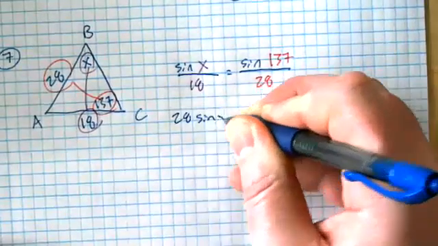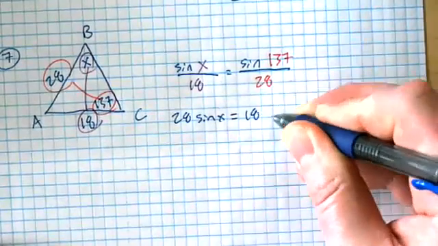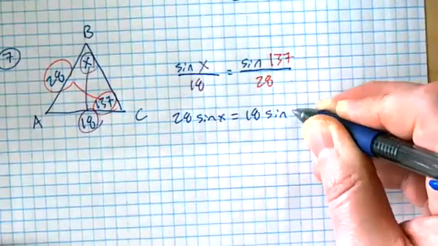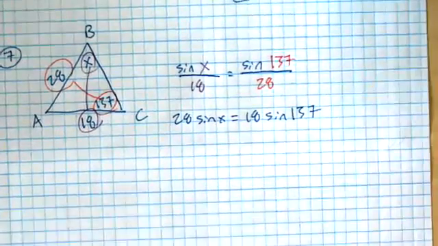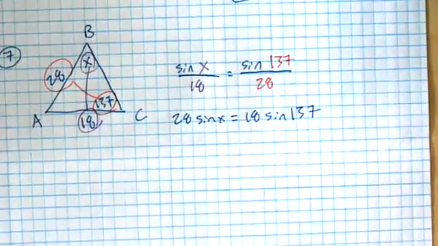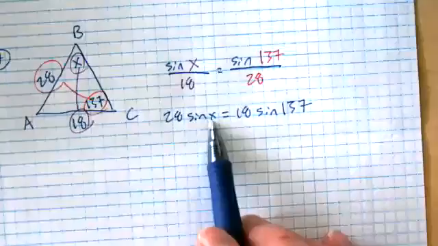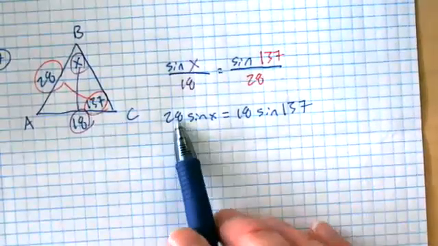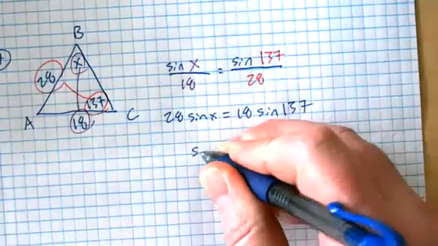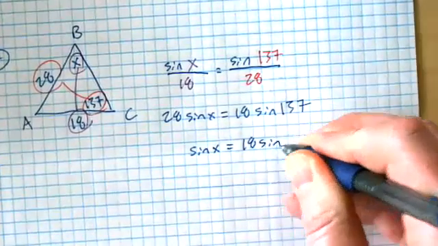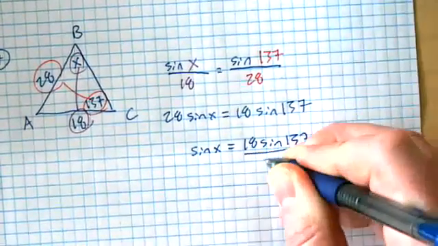28 sine x equals 18 sine 137. And then in our next step, we would have to divide by 28. We're trying to get this x by itself, but I need to get rid of the 28 first. So we divide by 28 on both sides. We get sine x equals 18 sine 137 over 28.